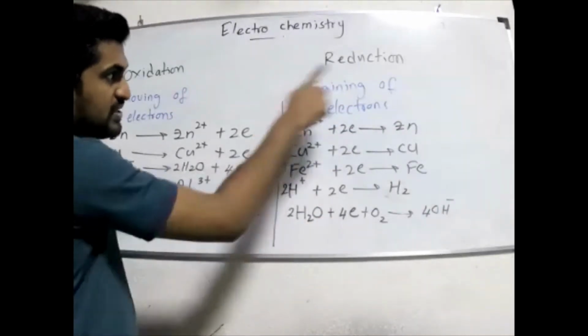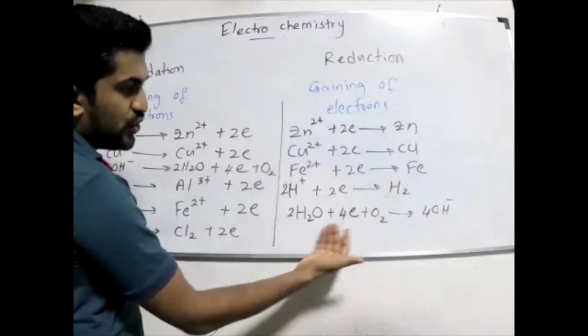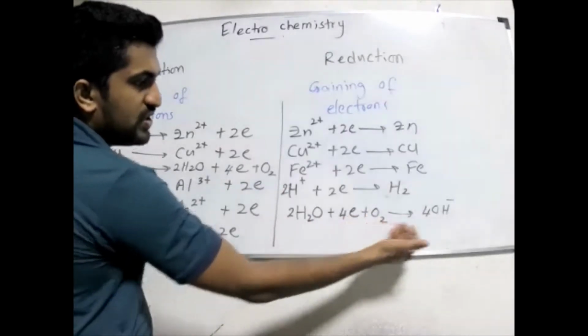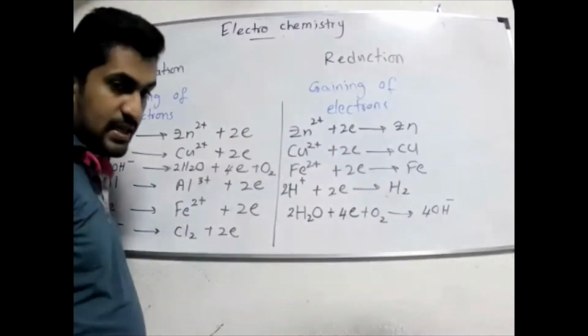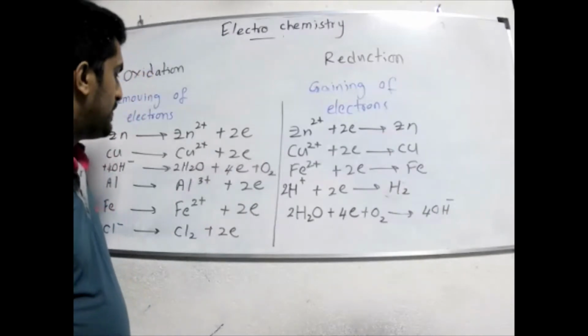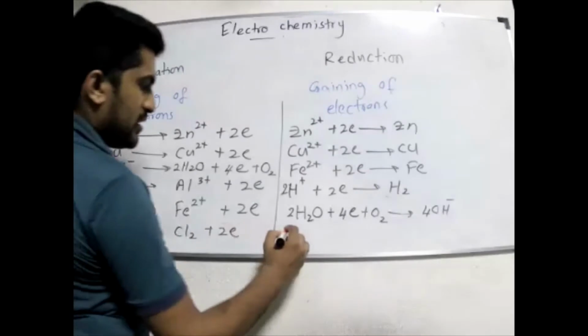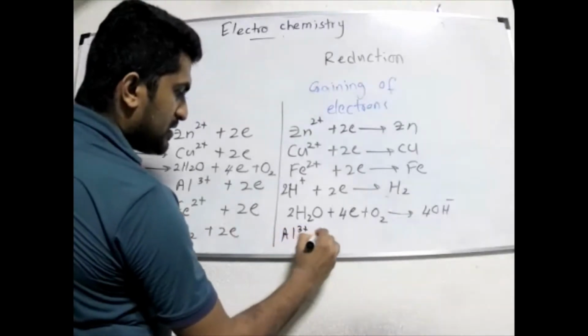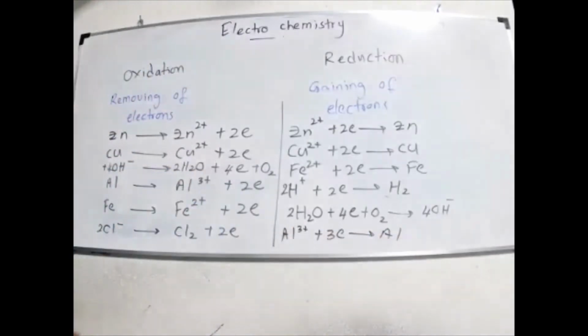Reduction of it, that means gaining. Gaining of electrons is the opposite of that: 2H2O plus 4 electrons gives oxygen and 4H2. So you have to remember those as examples for this lesson. Then Al3+ gains 3 electrons and turns into aluminium. The opposite of oxidation is reduction.